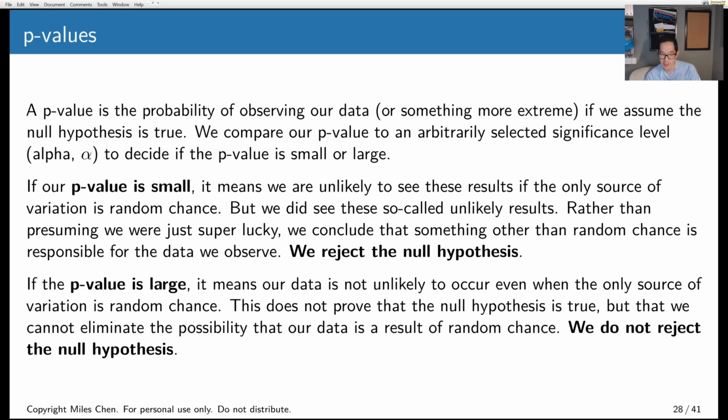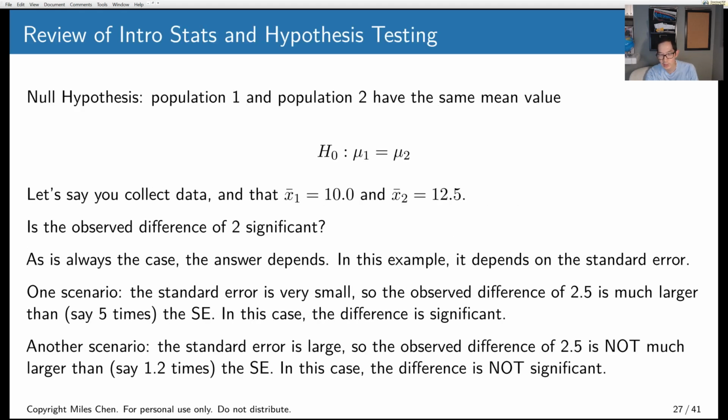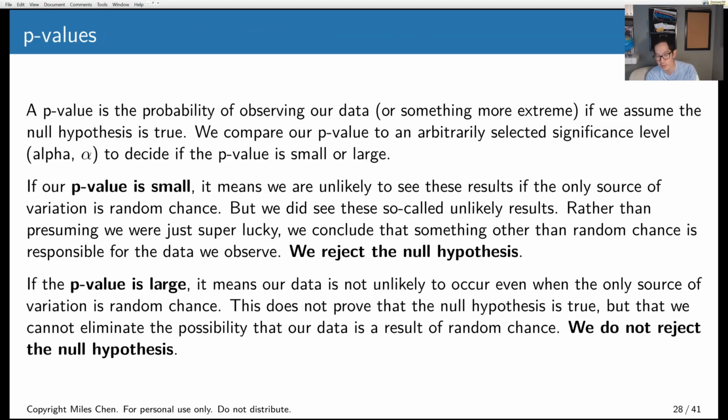On the other hand, let's say your p-value ends up large. You get a difference of 2.5, and your standard error is also quite big, 2. And you go, okay, well, it's not that weird. The p-value is large. It says our data is not unlikely. It's not an unusual circumstance to happen, even if our only source of variation is random chance.